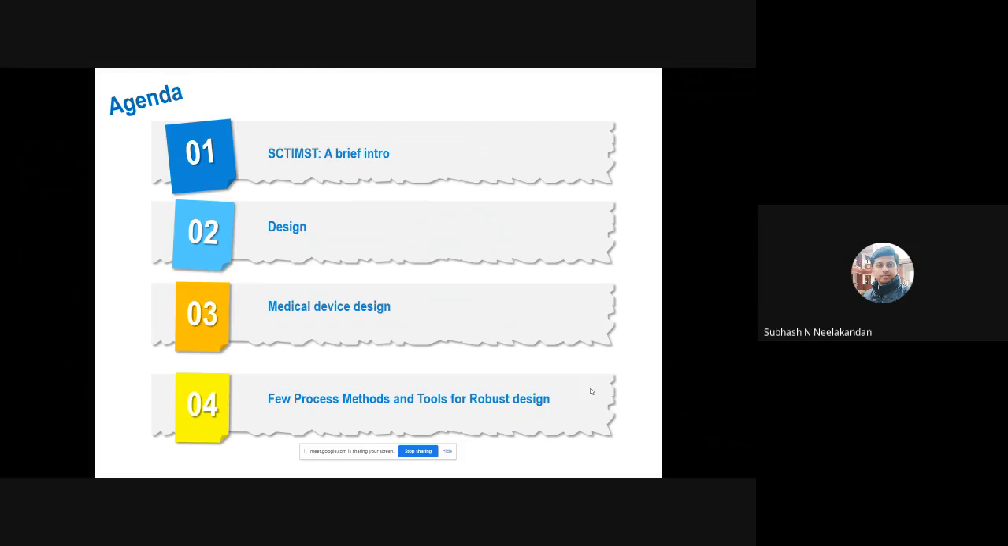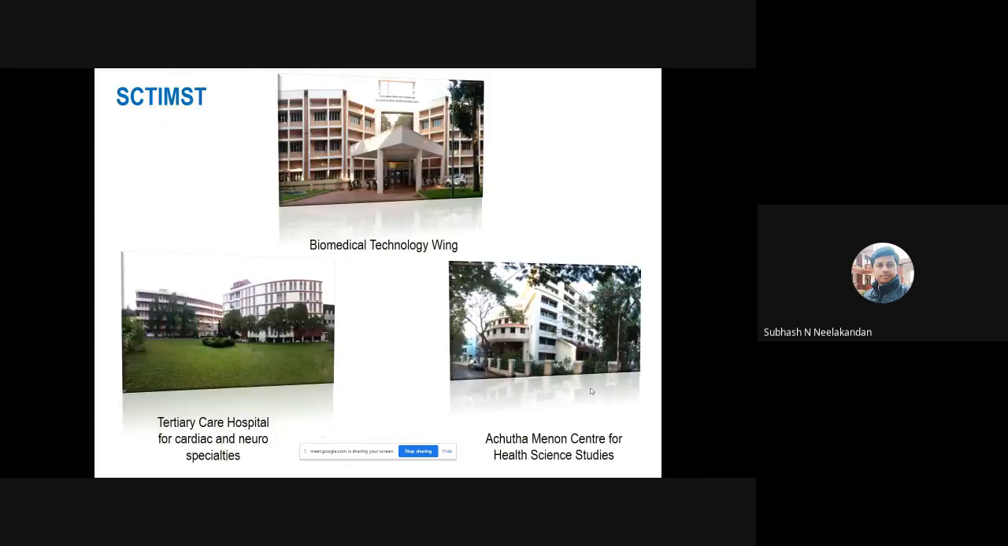So, starting with a brief intro of SCTIMST. SCTIMST is a national institute under the administrative control of the Department of Science and Technology, and we basically have three centers. One for biomedical technology and device development, the BMT wing. Second is a tertiary care hospital for cardio and neuro specialties. And third is the Achutha Menon Centre for Health Science Studies. So basically, I am attached to the BMT wing.